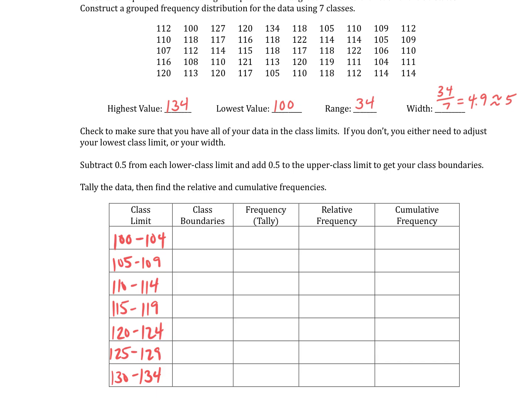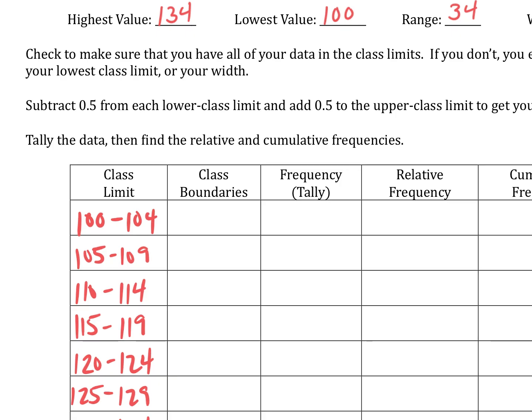Okay, class boundaries. This is one of the things y'all were asking about in the chapter 1 material, but we weren't doing it until chapter 2. When you're doing your class boundaries, because these are whole numbers, we're going one decimal place further, so we're going to 0.5. You subtract 0.5 from the lower limit and add 0.5 to the upper limit. So my class boundaries are 99.5 to 104.5. The reason we do this is so that it's continuous.